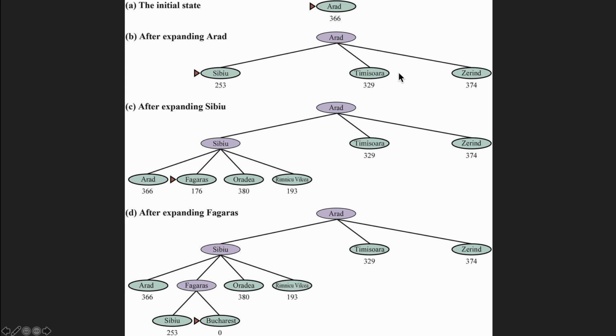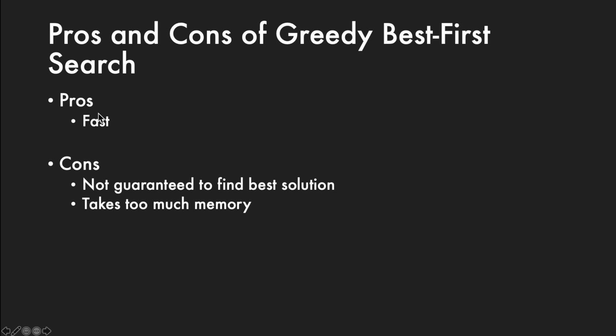And so here, we're trying to get from Arad to Bucharest. We start off by visiting Arad, and then we visit Sibiu because 253 is the cheapest here. And then from there we visit Fagaras, and from there we visit Bucharest. And so this is our path. Pros, it's fast. Cons, not guaranteed to find the best solution, and it takes too much memory.